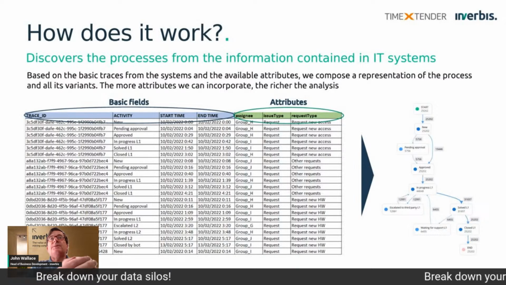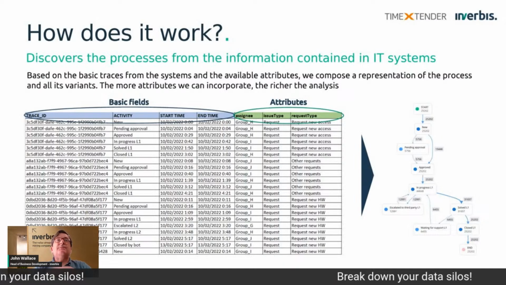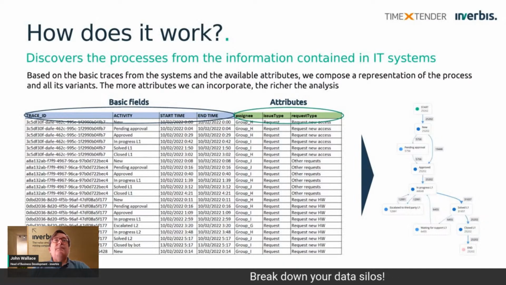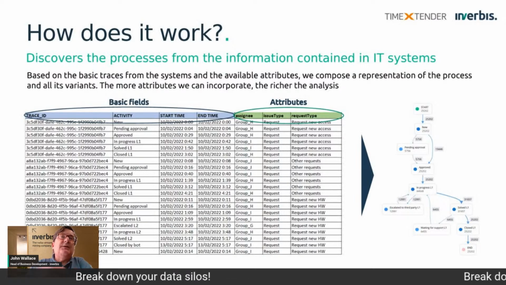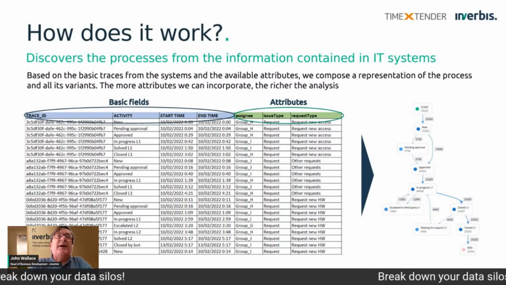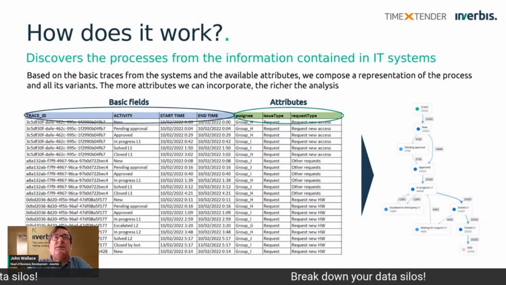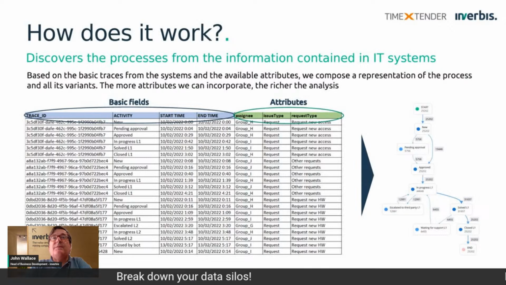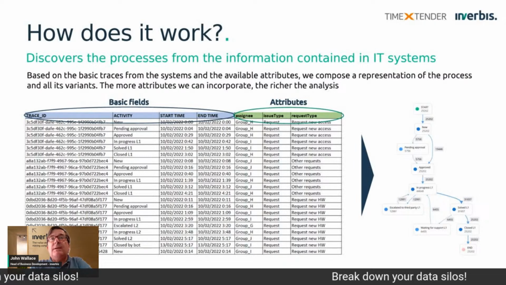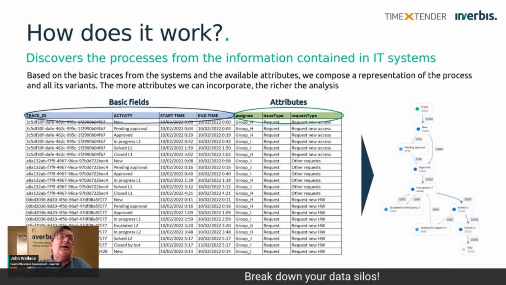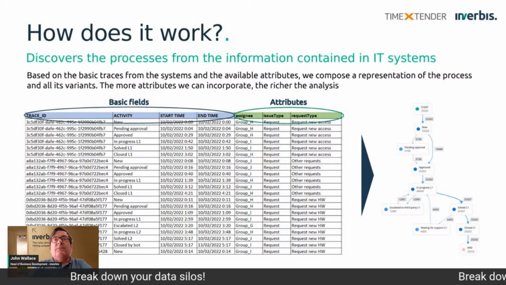And then there are the attributes. These are things that impact the process and that can help you understand and obtain better insights when you're analyzing it. Things like who's performing it, what the resources are, what type of product or service you're talking about, where it's being performed, etc. The more attributes you have, the richer the insights you can get from the process mining.